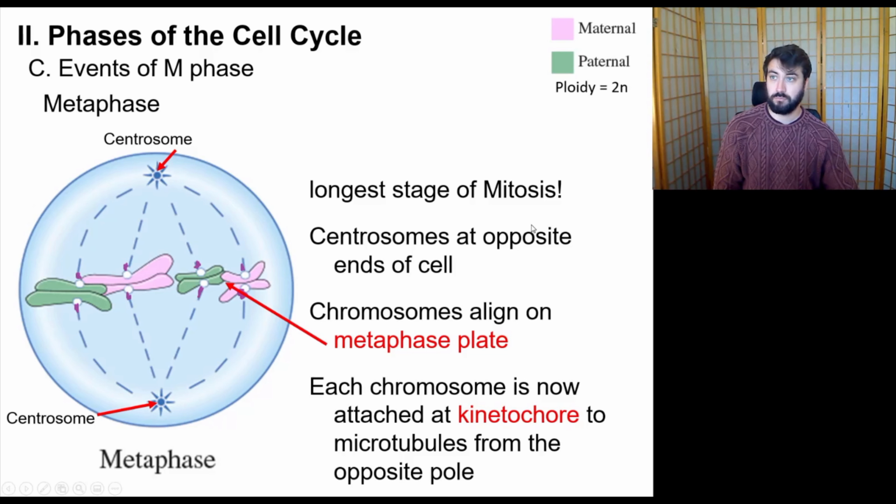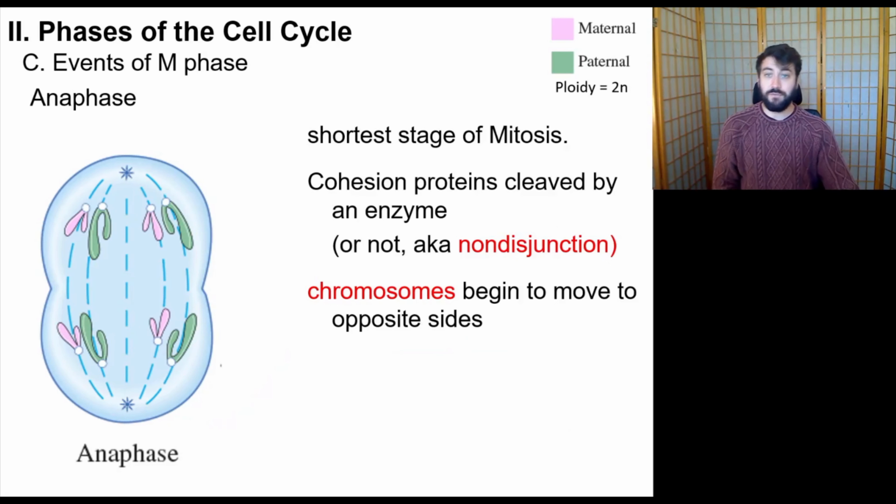Okay. So anaphase is the shortest stage of mitosis, and it consists of the cohesion proteins that were holding the sister chromatids together getting cleaved by an enzyme. Now, if the enzyme doesn't actually cleave those proteins, we call that non-disjunction. More on that later. Now, the chromosomes are then pulled towards opposite sides of the cell.